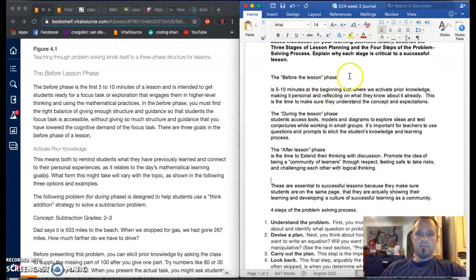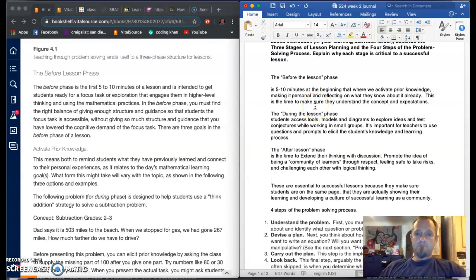The before lesson phase is the beginning of class, when we have a chance to make sure that the students all understand what the lesson is and what the expectations are, and try to bring in some personal aspects to make it personal for the students, and help them reflect on what they already know as a foundation for learning new information.